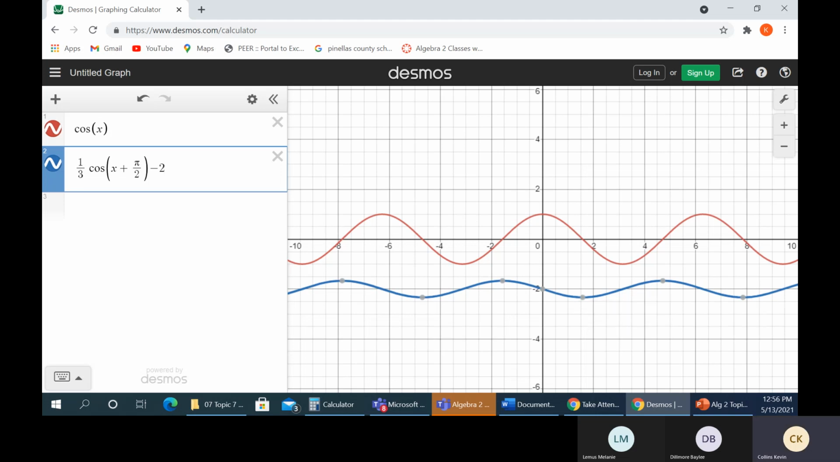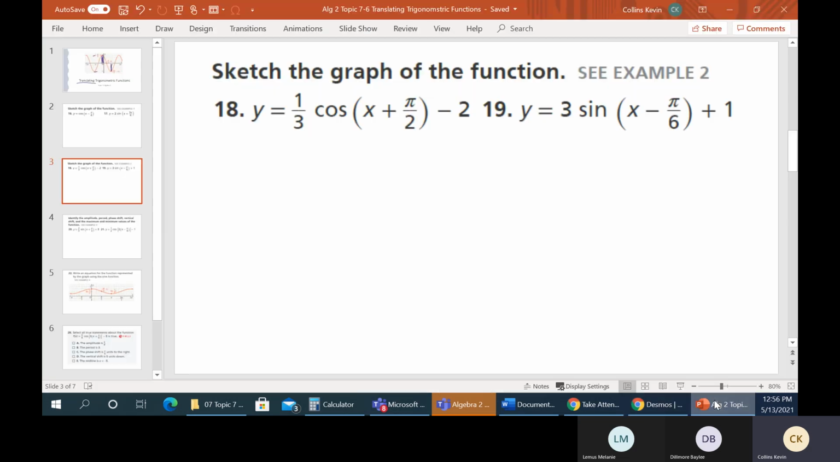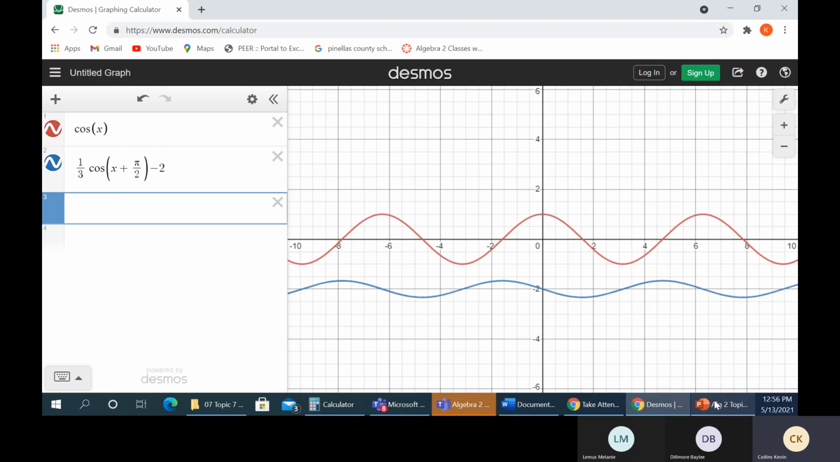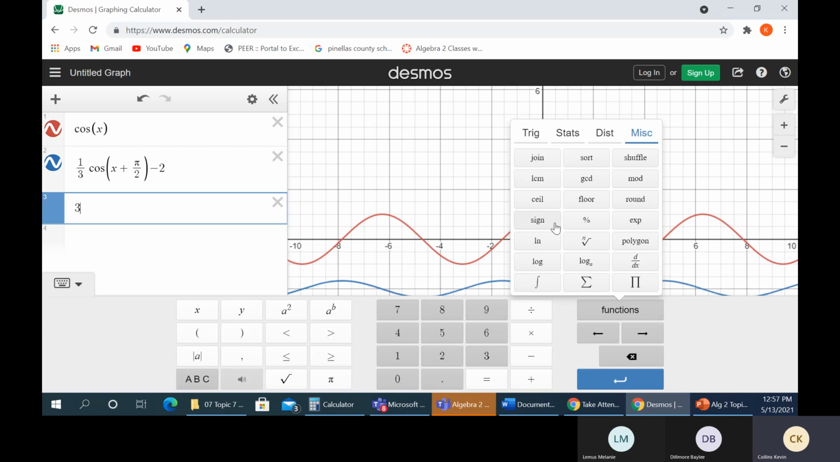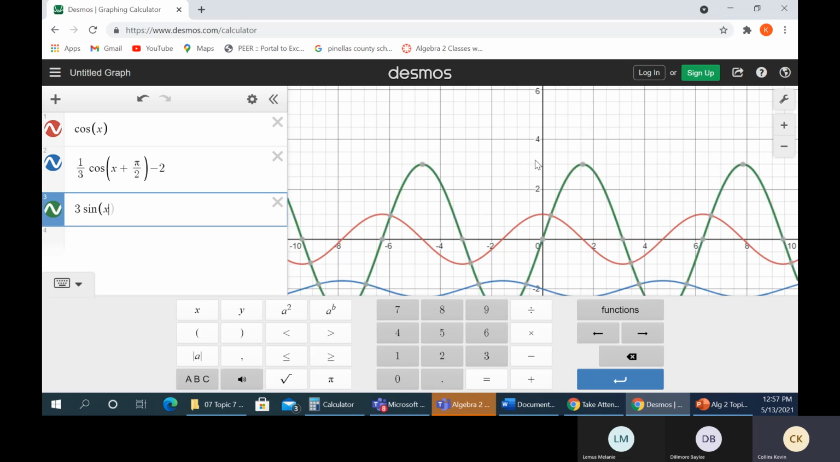Okay, so our next one was a sine function, actually. So let's break it out. So this one was 3 sine. So we have 3. Go find our sine function, and we go sine, and we'll start with x. All right, so there's our original one. Let's get it out of the way.